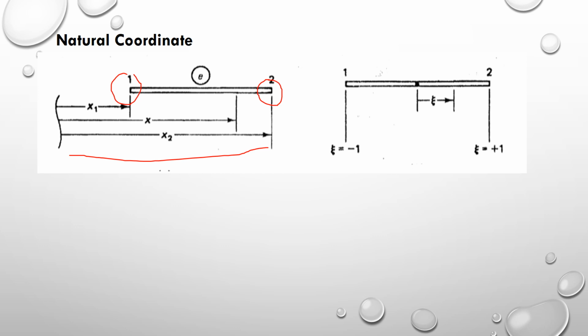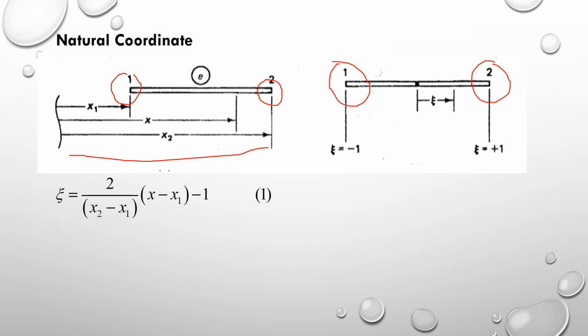In this natural coordinate system, we consider the two-noded bar element with node 1 magnitude -1, node 2 is +1. So it varies from -1 to 1. That is the natural coordinate system. So we need to derive the relation between these two. So zeta is equal to 2 by (x2 minus x1) into (x minus x1) minus 1.